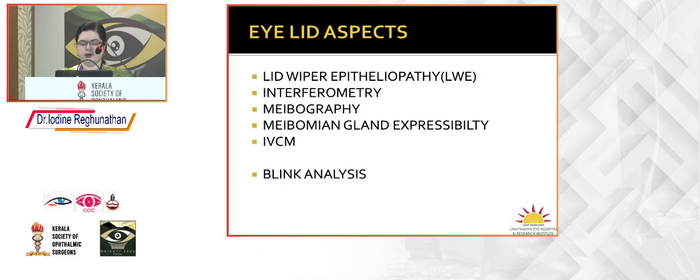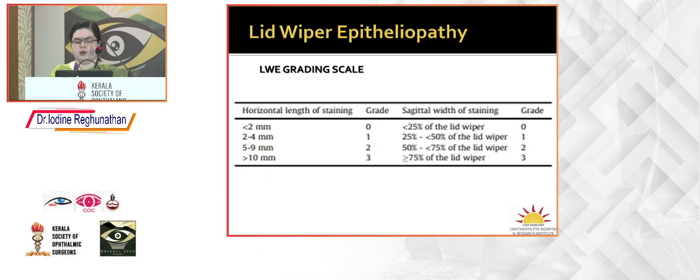Coming to the lid aspects, first is the lid wiper epitheliopathy. It's the area of the lid wiper, that is where the lower lid rubs on the conjunctiva. The staining produced is measured. The horizontal length of staining and the sagittal width of staining are measured, and it's graded accordingly.